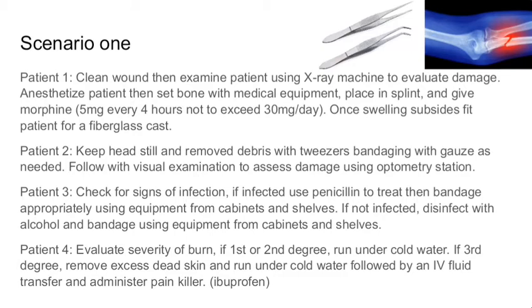And then we would give the patient morphine, about exactly 5 milligrams every 4 hours, not to exceed 30 milligrams a day. And once swelling subsides, we will fit the patient for a fiberglass cast because it is more effective than the splint.